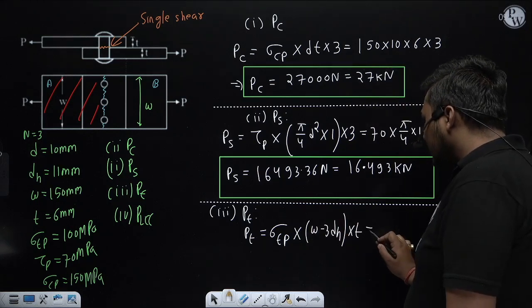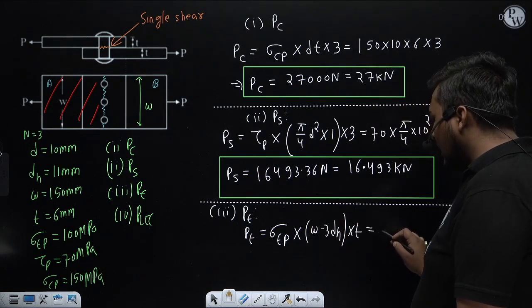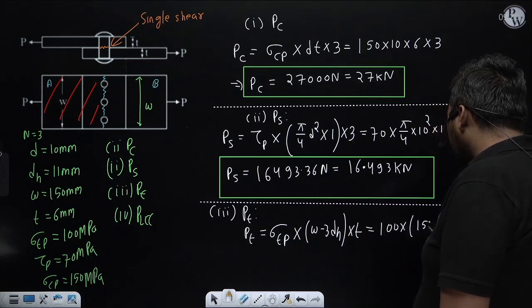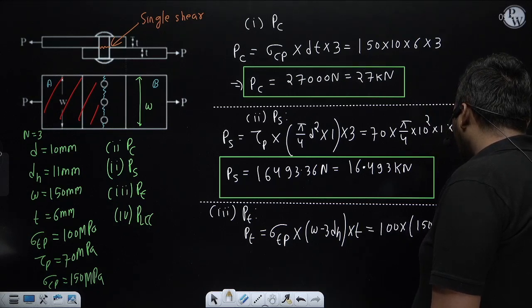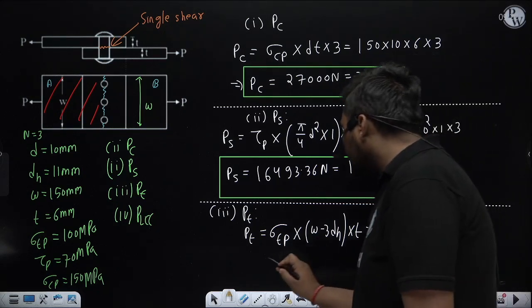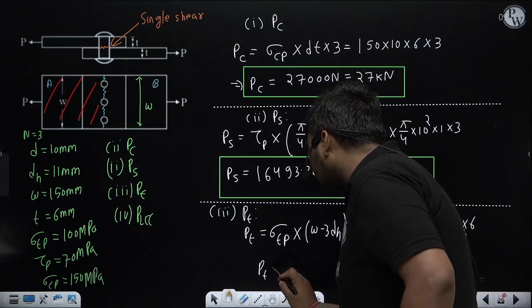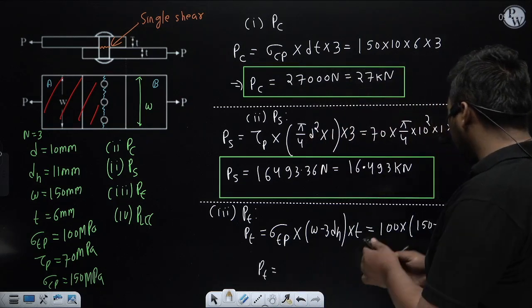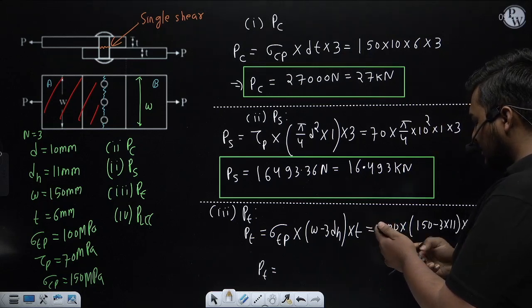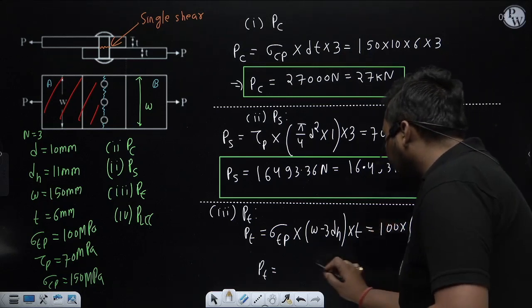Sigma TP, the permissible tensile stress, is 100, into the width of the plate, 150, minus 3 times the diameter of the hole, 11, into the thickness of the plate, 6 mm. You can check. So we'll get the value of tearing load carrying capacity of this plate. After calculation it is 100 into 150 minus 3 dh into thickness. You can check the calculation.